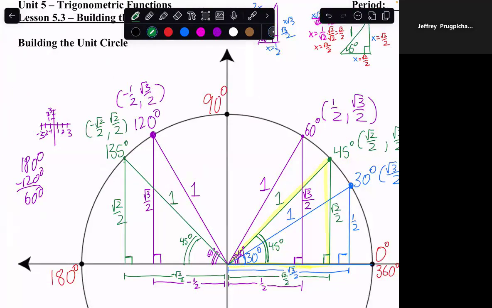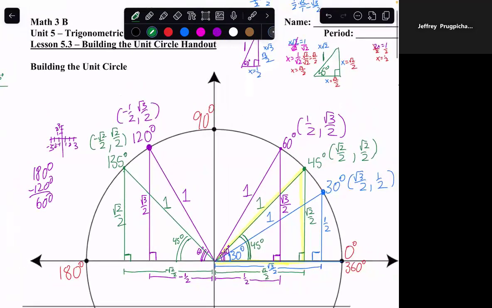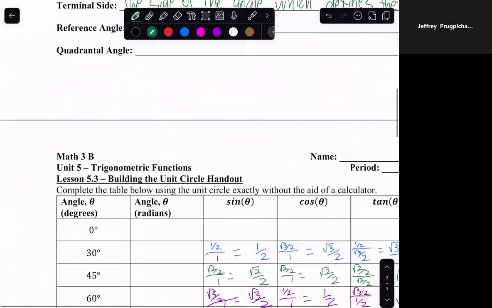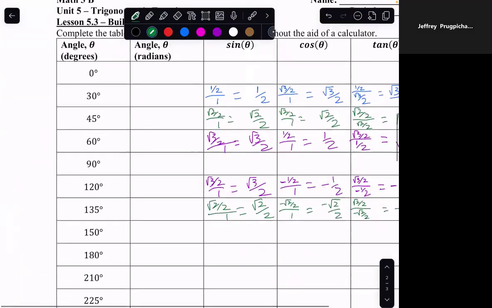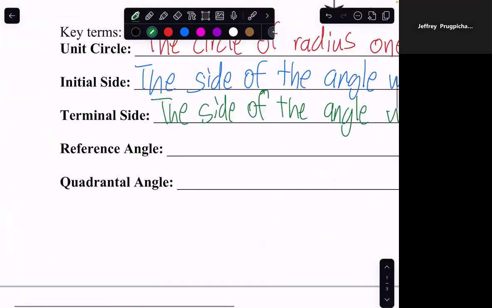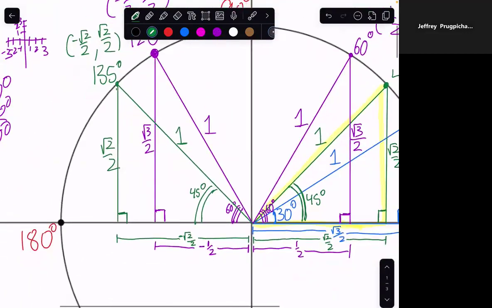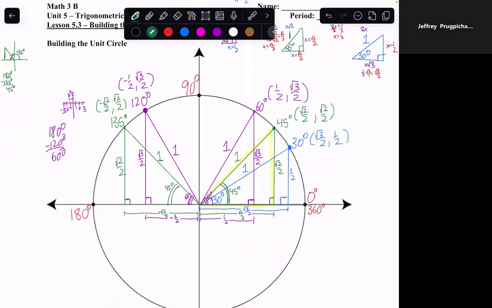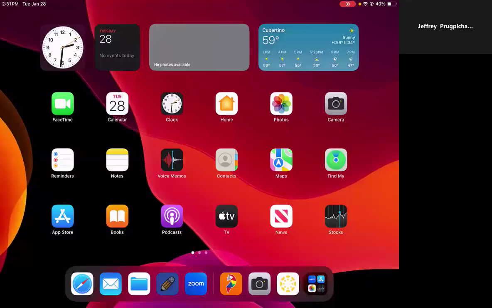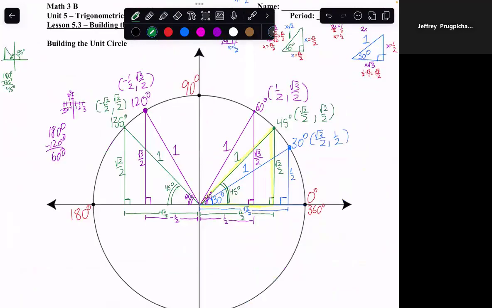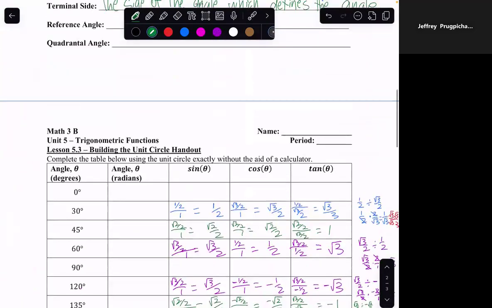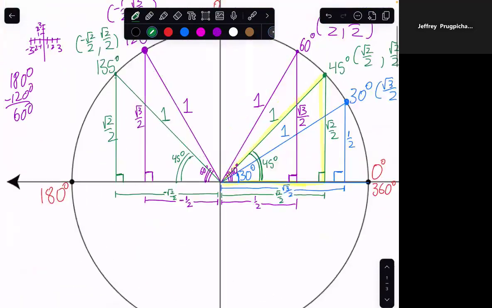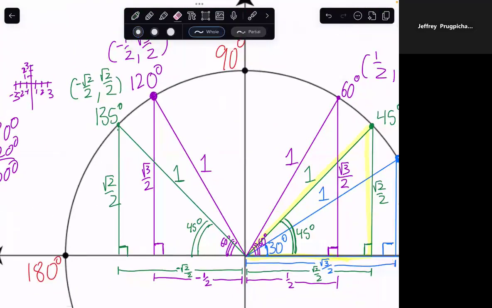Okay, so questions about anything so far? All right, so let's have everyone try the 150-degree part. Again, you're going to draw it on your circle, using, I'm sure you can figure out what color to use, and then use that to fill in that row of the chart as well. Go ahead and take a few minutes to try that, please.